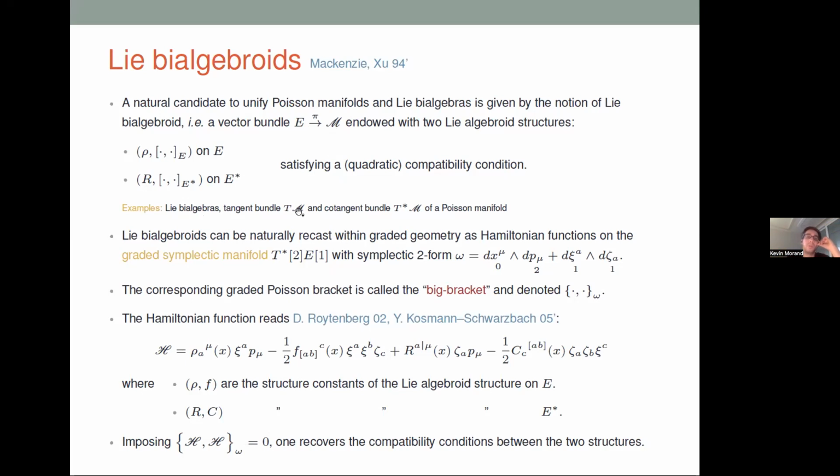If we look at the tangent bundle and the cotangent bundle of the Poisson manifold, then both of them are endowed with a natural Lie algebraic structure, which are compatible. So Poisson manifolds are also examples of Lie bialgebroid.